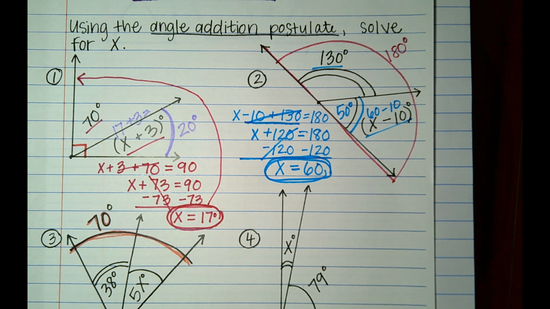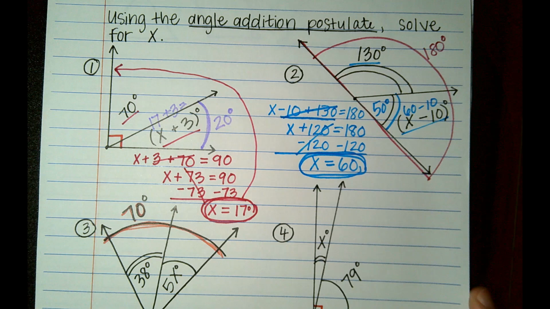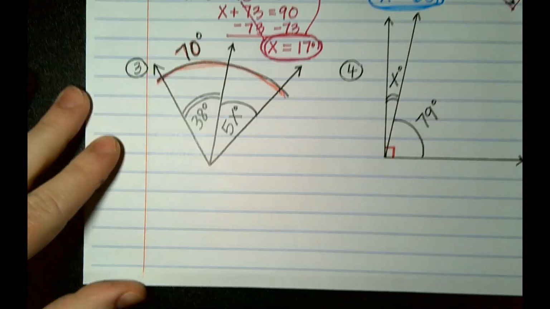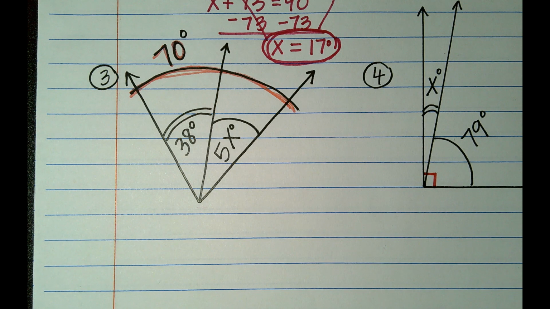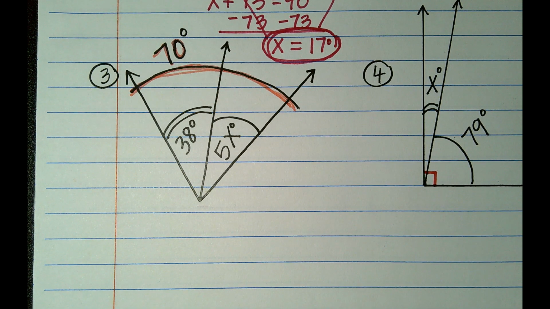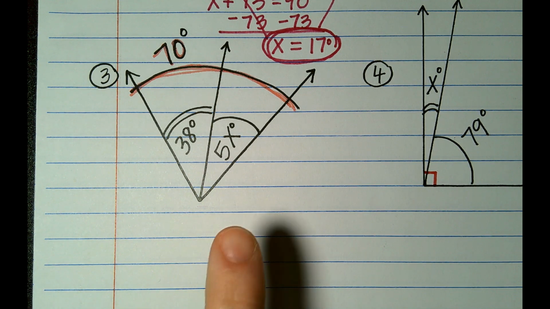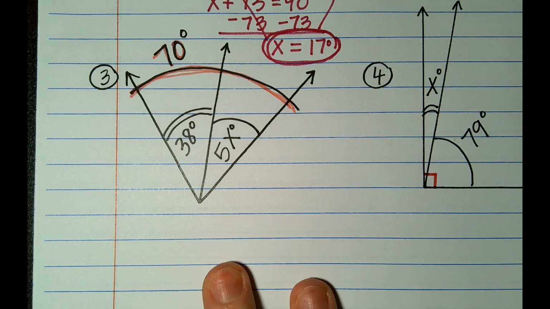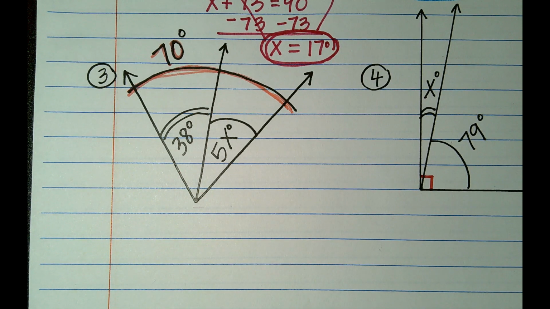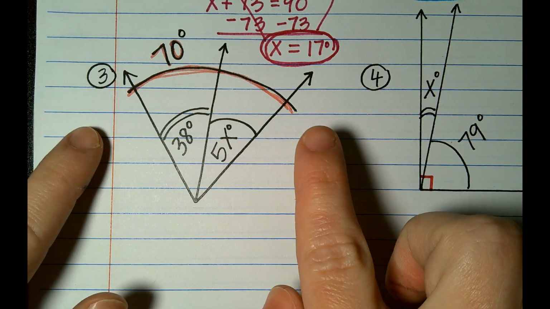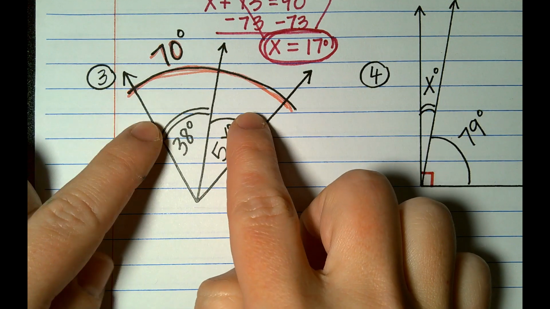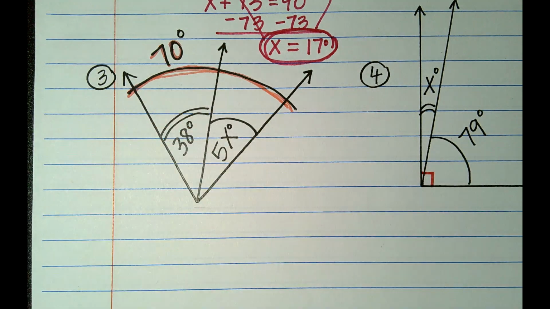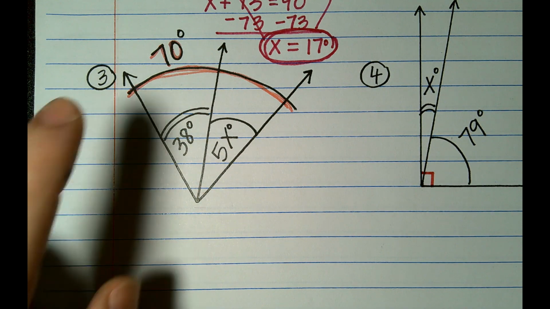Let's go ahead and look at number 3 then. Zoom in on that. So for number 3, let's think about how we would set this equation up. What is our big angle? 70. 70 is what these two angles add up to. That's what it's going to be equal to.